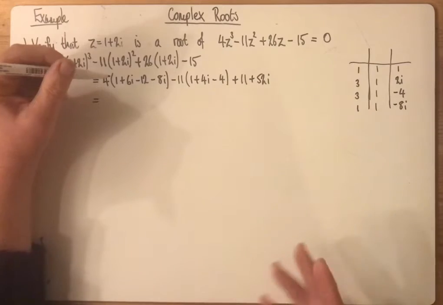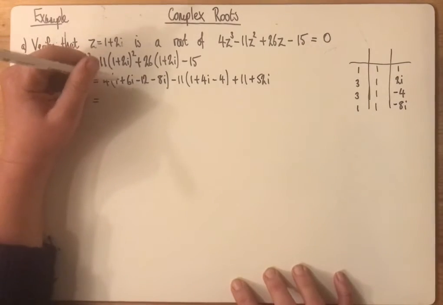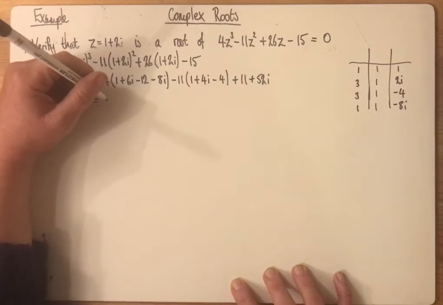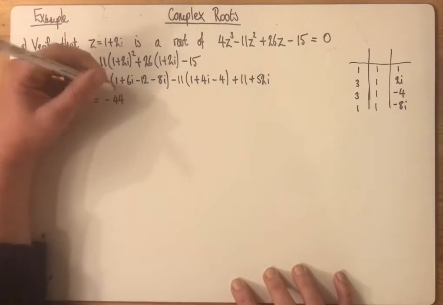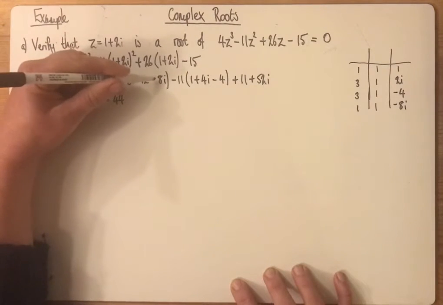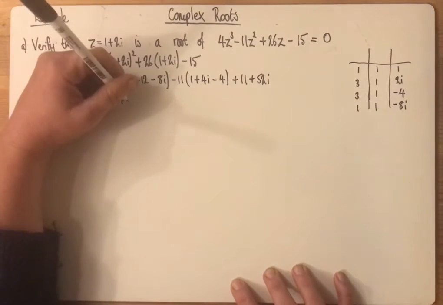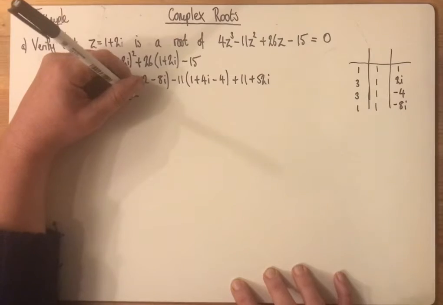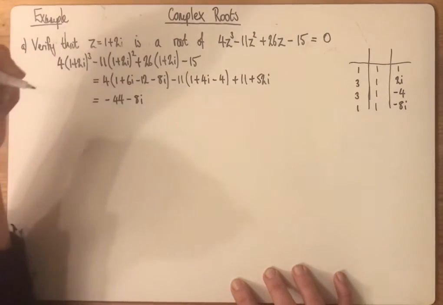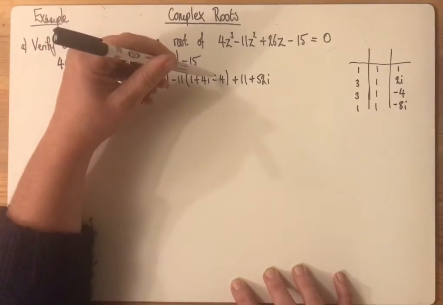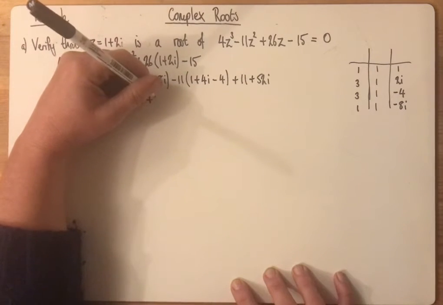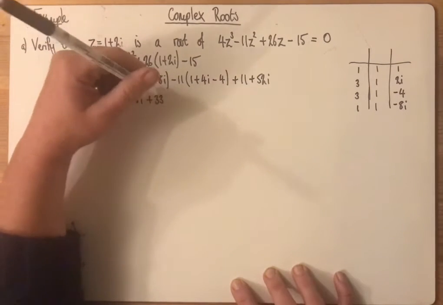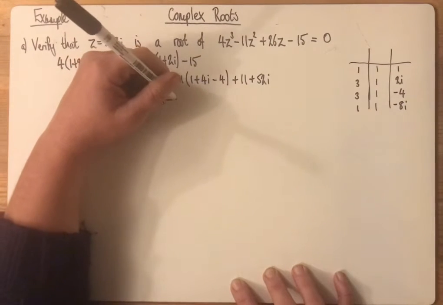It's just getting that balance as to how much you want to write as well. So 1 minus 12 minus 11 times 4 is negative 44. 6i minus 8i minus 2i times 4 is minus 8i. 1 minus 4 minus 3 times negative 11 plus 33 minus 44i.